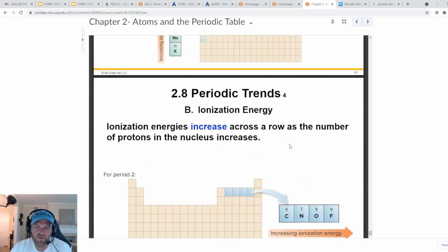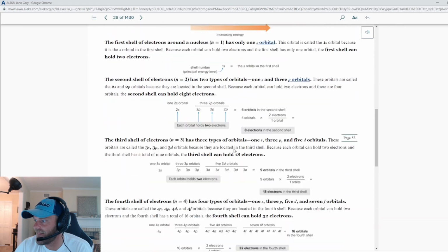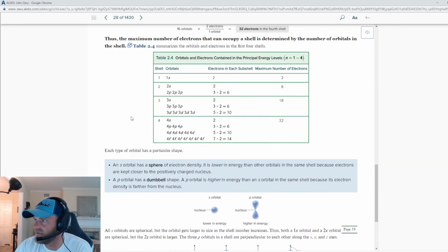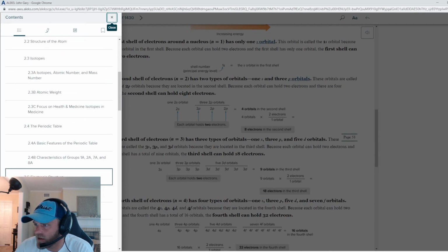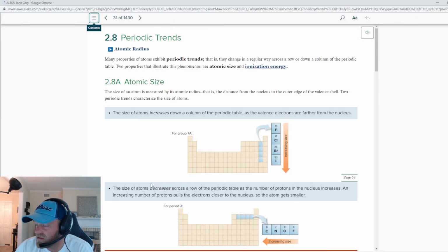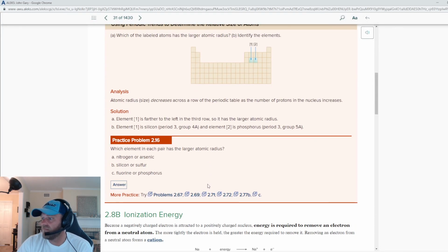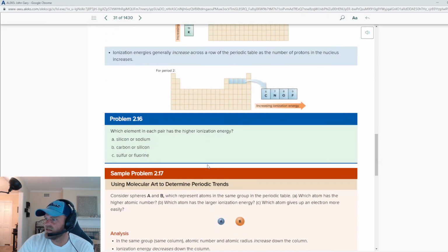It doesn't really go over any other trends. Let me take a look at the text and just make sure I'm not missing anything. Periodic table trends. Yeah, that's really all it does is ionization and atomic size.